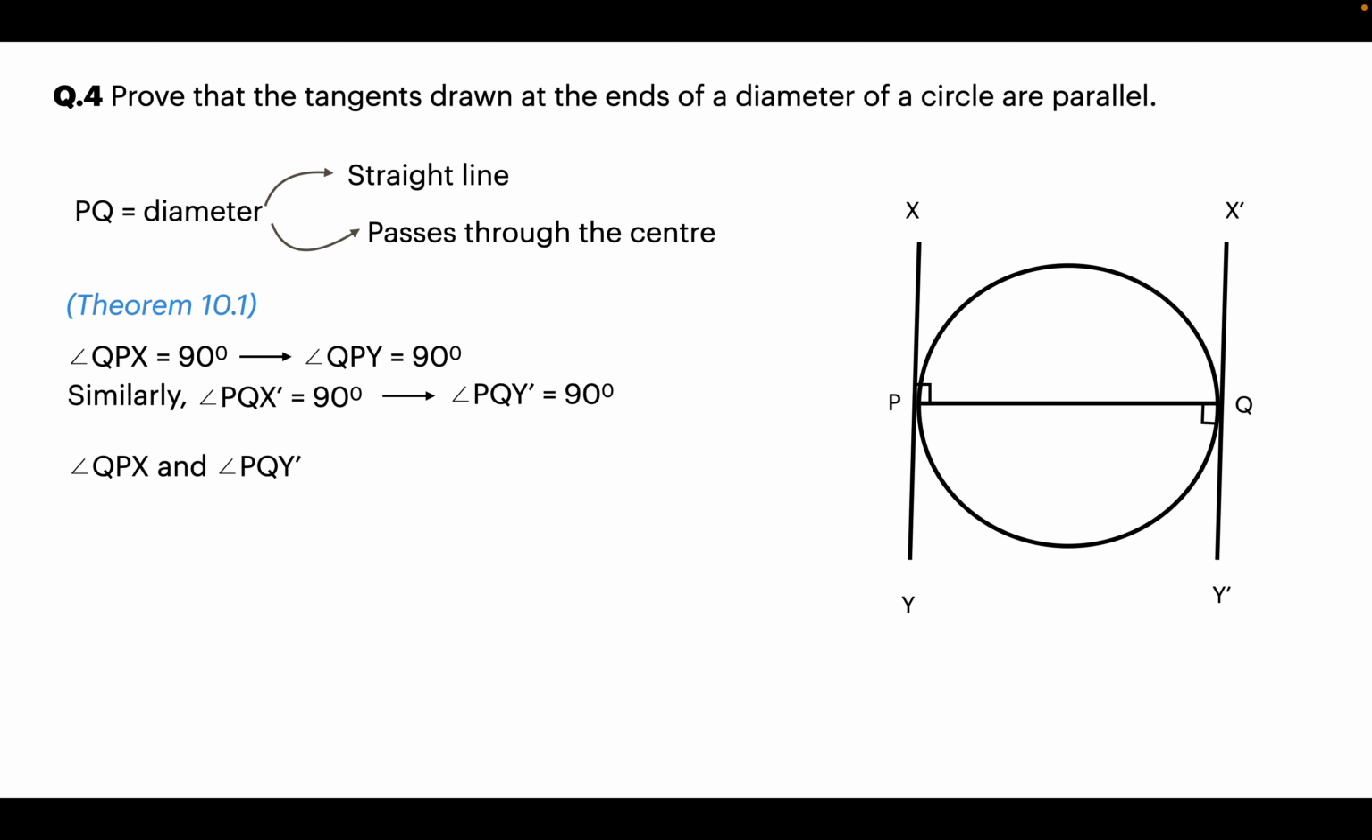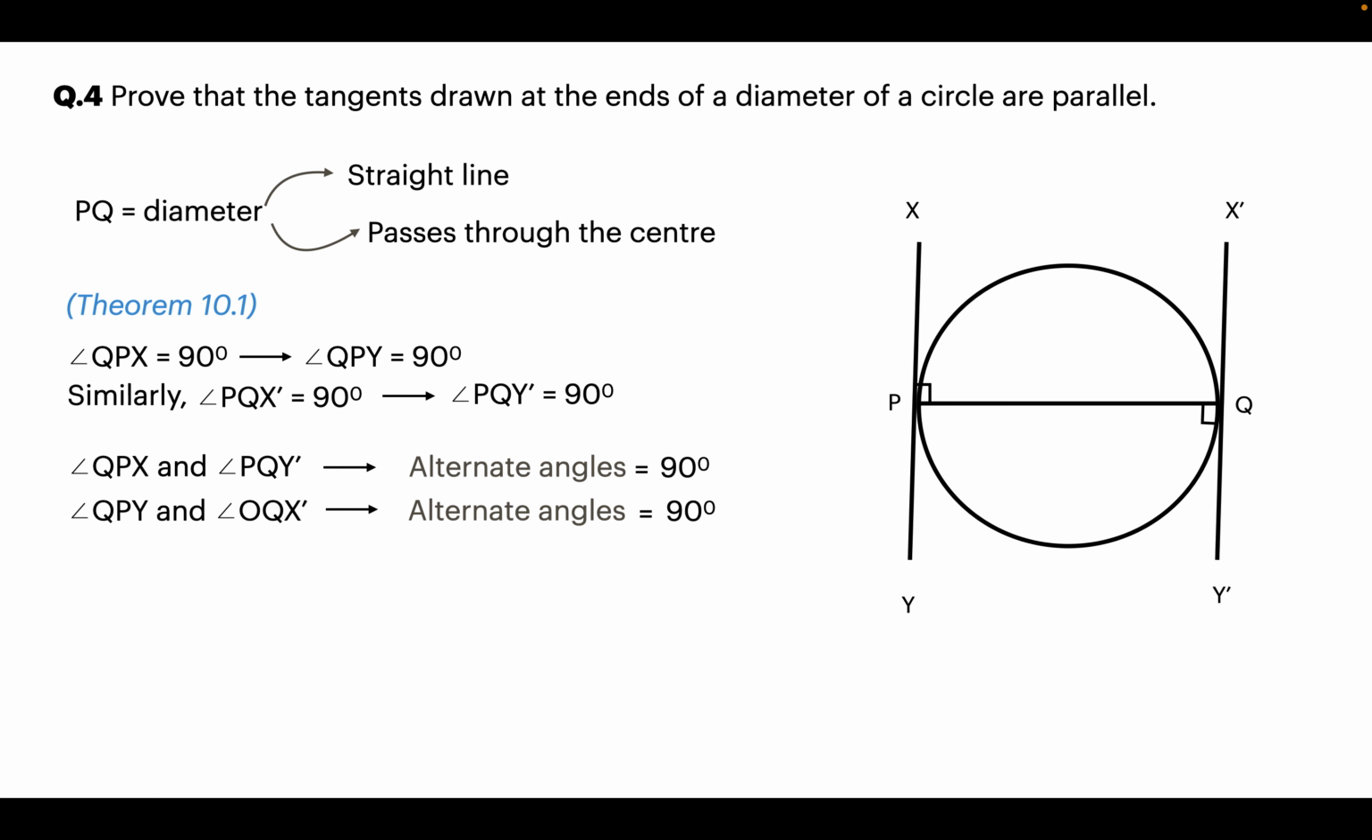Now angles QPX and PQY', these angles are alternate angles, and these angles are also equal, they both are 90 degrees. And then angles QPY and PQX', these are also alternate angles, and they are also equal in measure, that's 90 degrees.